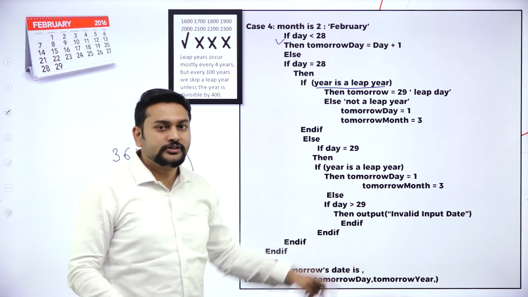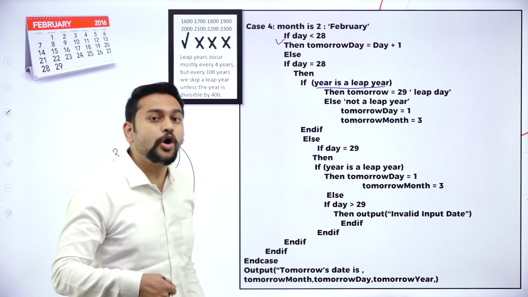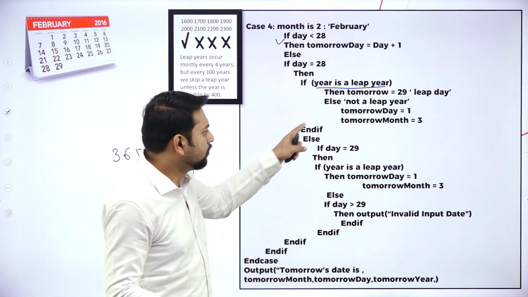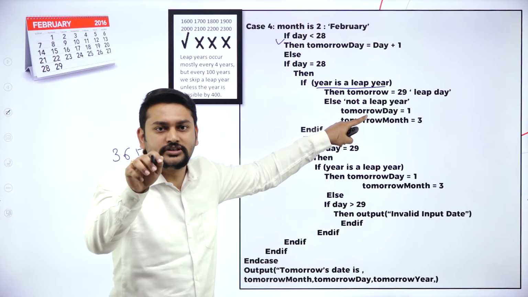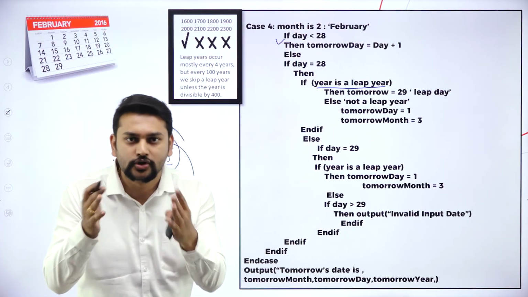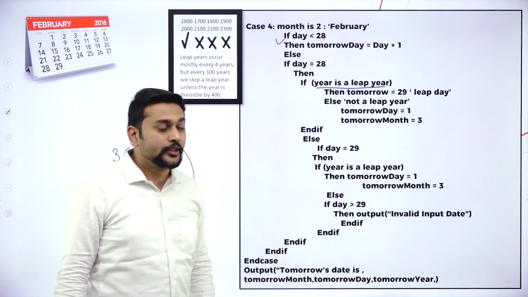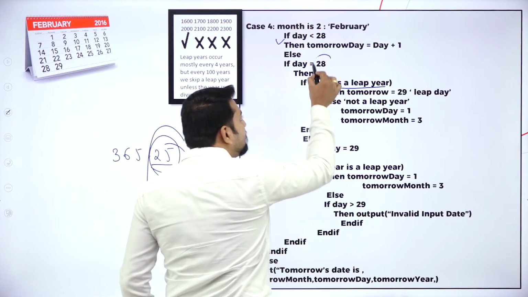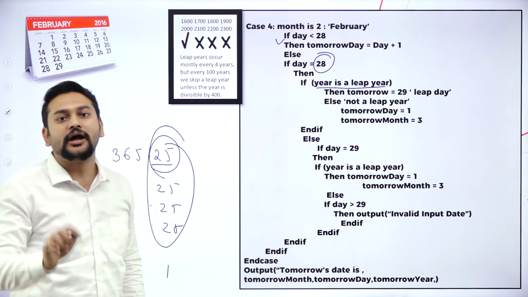Suppose it is not a leap year, then what will you do? Obviously, the tomorrow day, you will make it as 1, that is March 1st, and you will update the month as 3. That's what you will do. So fine. This is when you have entered the day as 28 and the month is 2.